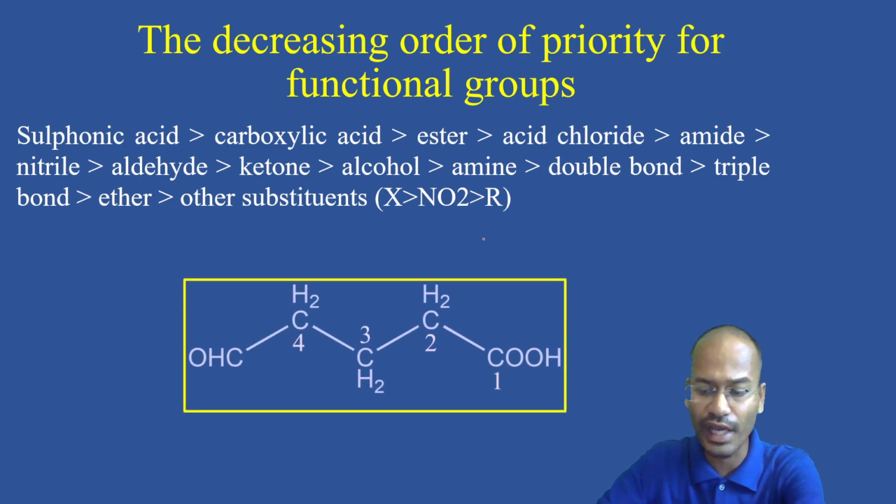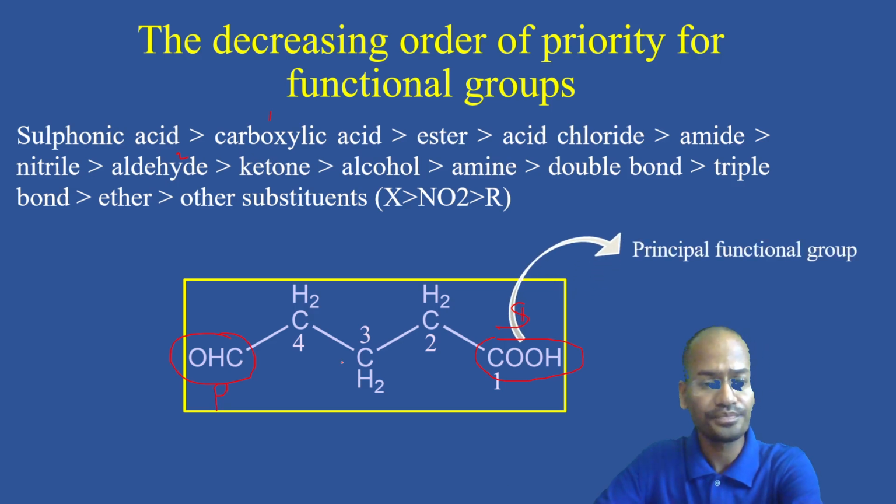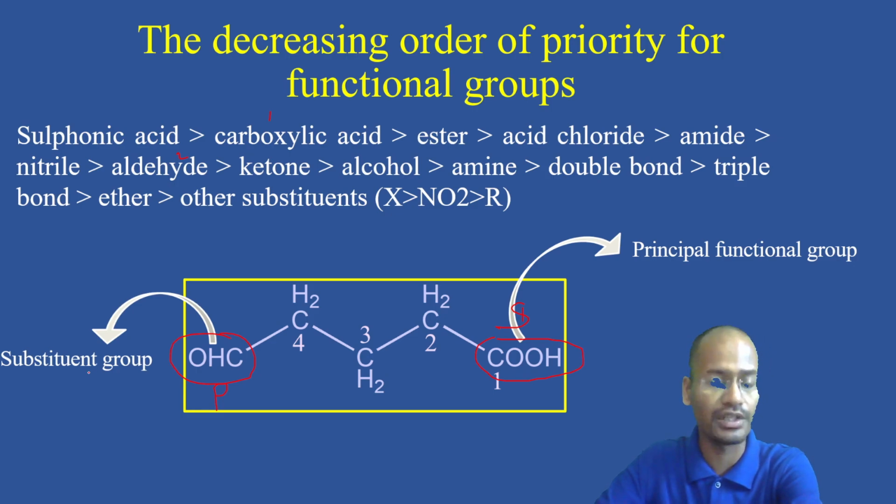Let us go with an example. Here, you can see two functional groups. One is carboxylic acid and another one is aldehyde. As per our priority order, carboxylic acid comes first and aldehyde comes second. So obviously, the carboxylic acid is considered as the suffix, and the aldehyde is considered as a prefix. Carboxylic acid is the primary functional group, and aldehyde is the secondary substituent functional group.